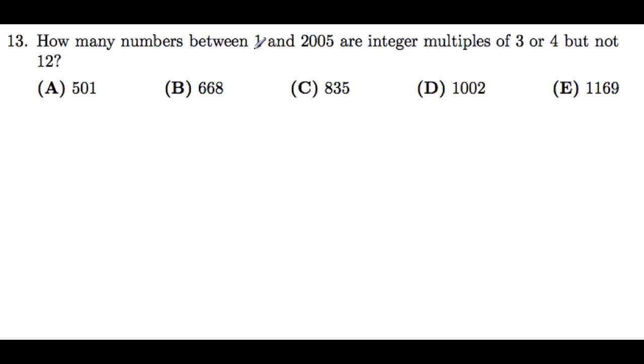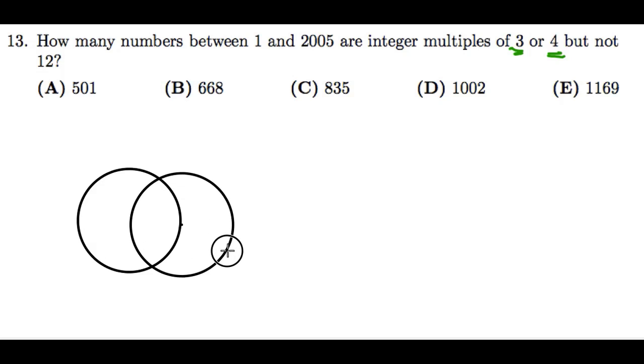How many numbers between 1 and 2005 are integer multiples of 3 or 4? Okay, in this case we can use the Venn diagram, I guess. So here we can be multiples of 3. Here, multiples of 4. Because some are multiples of 3 and 4 at the same time, but not multiples of 12. That's basically here.